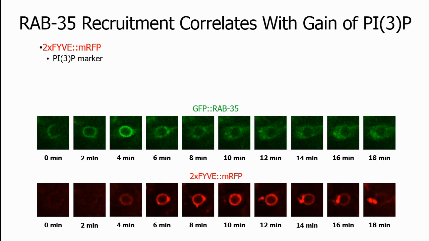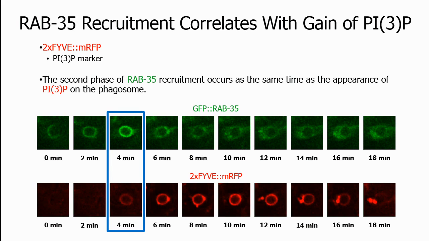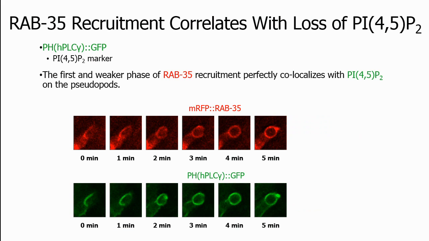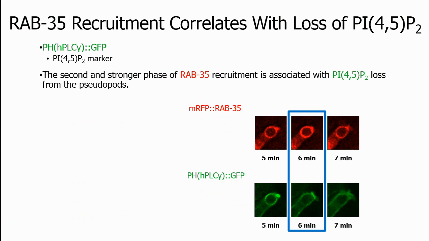So we decided to look at it, and we saw that RAB-35 recruitment correlates perfectly with the gain of PI3P. We used 2xFYVE as our PI3P marker, and what we see is that this second phase of RAB-35 recruitment, the spike, occurs at exactly the same time as the appearance of PI3P on the phagosome. Likewise, the first phase of RAB-35 recruitment perfectly co-localizes with PI(4,5)P2 on the pseudopods, but immediately when you have that second phase of RAB-35, you see an immediate loss of PI(4,5)P2. Unfortunately, we're not at the point now where we know if it's a cause or an effect, but we know it's definitely linked to that transition.